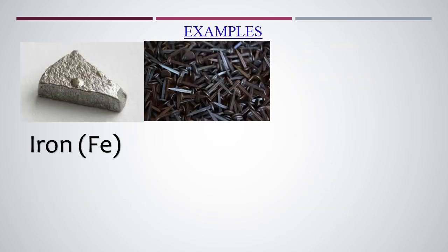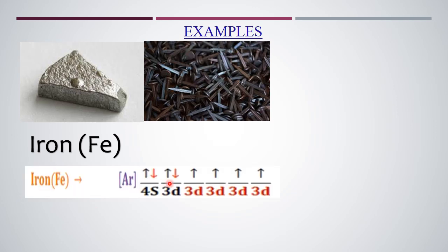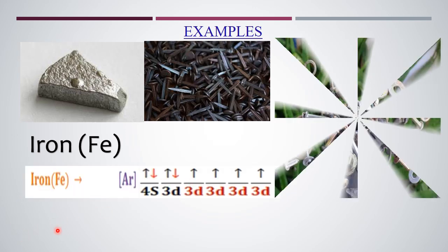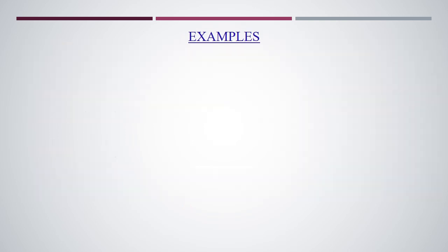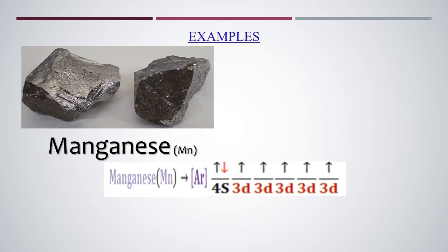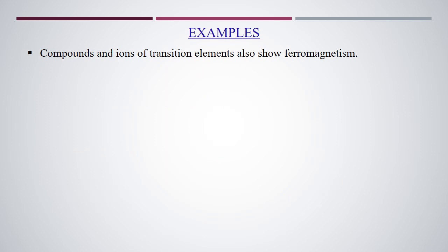Iron, due to the presence of a large number of unpaired electrons, is so strongly attracted towards the magnet that particles made of iron even stick to the magnet. Manganese, due to the presence of 5 unpaired electrons in the 3d orbital, is strongly attracted towards the magnet and is also a ferromagnetic substance. Compounds and ions of transition elements also show ferromagnetism.